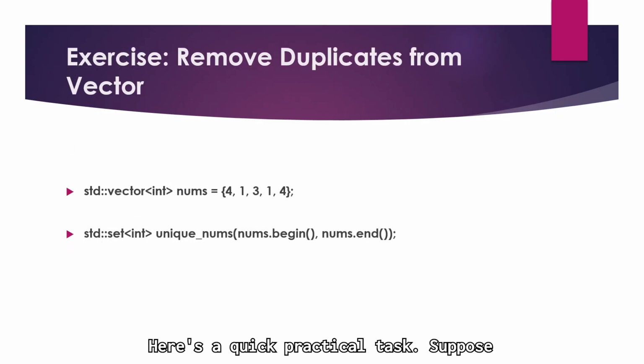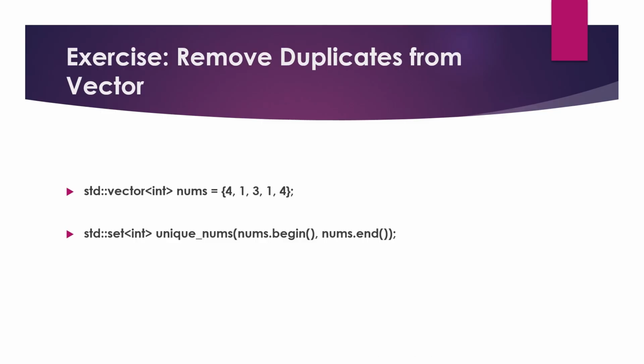Here's a quick practical task. Suppose you have a vector with repeated integers. How do you remove duplicates? Simply pass the vector elements into a set using an iterator range. This instantly filters out all duplicates. If you care about performance, use unordered set. If you want the results in sorted order, go for set. You can even convert the set back to a vector if you need array style access later.